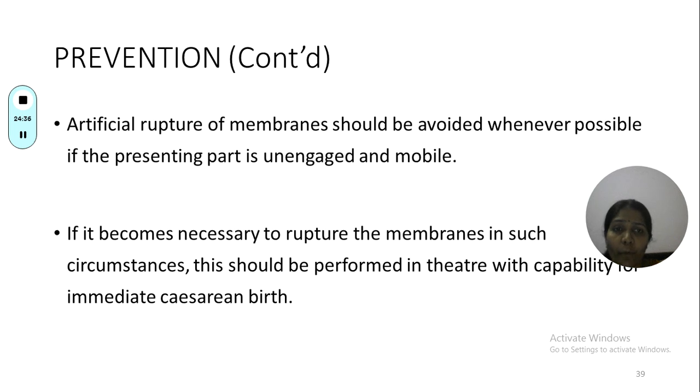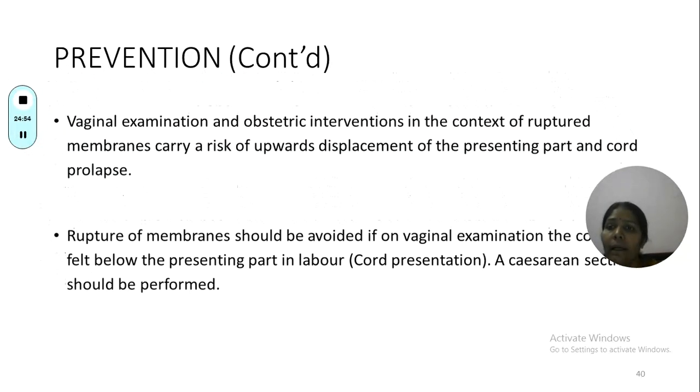Artificial rupture of membranes should be avoided whenever possible if the presenting part is unengaged or mobile. If it becomes necessary to rupture the membranes, it should be performed in theatre with capability for immediate cesarean birth. Vaginal examination and obstetric interventions in the context of ruptured membranes carry a risk of upward displacement of the presenting part and cord prolapse. Rupture of membranes should be avoided if on vaginal examination the cord is felt below the presenting part, that is, cord presentation. In such cases, a cesarean section should be performed.